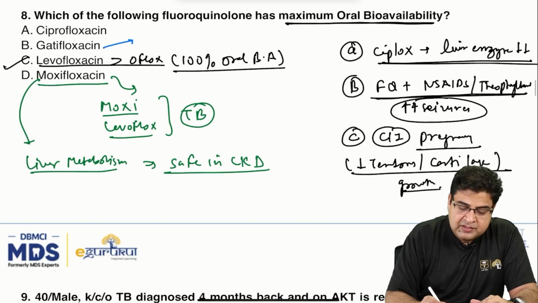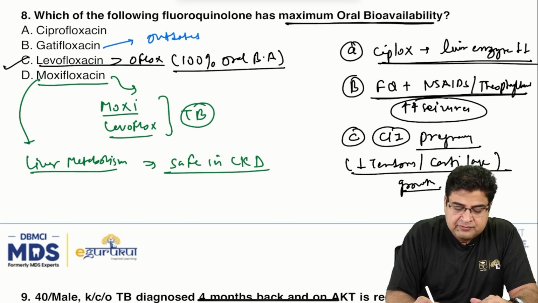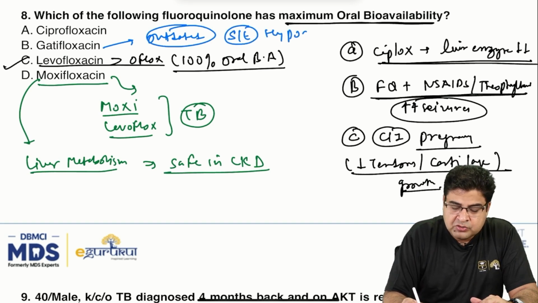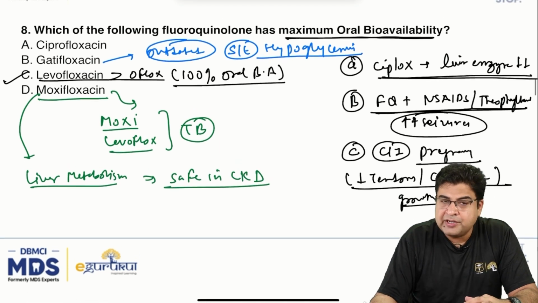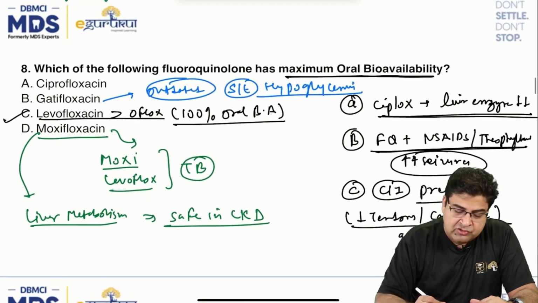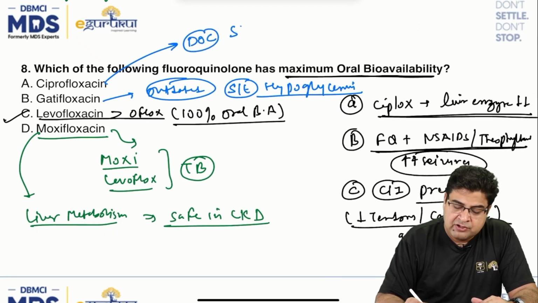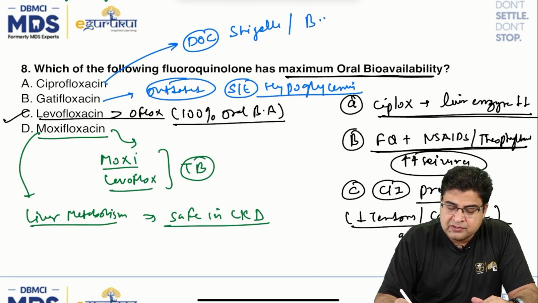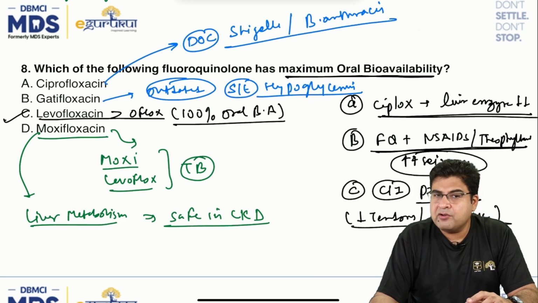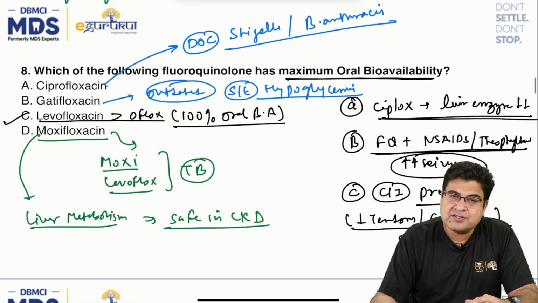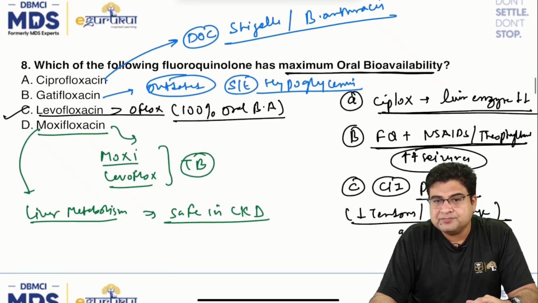Now gatifloxacin is an outdated medicine. Why is this fluoroquinolone outdated? Because of the important side effect of hypoglycemia. That's why this medicine is outdated. And ciprofloxacin, we have discussed already. Ciprofloxacin is considered the drug of choice for Shigella, and also the drug of choice for Bacillus anthracis. So question number 8, answer is C.